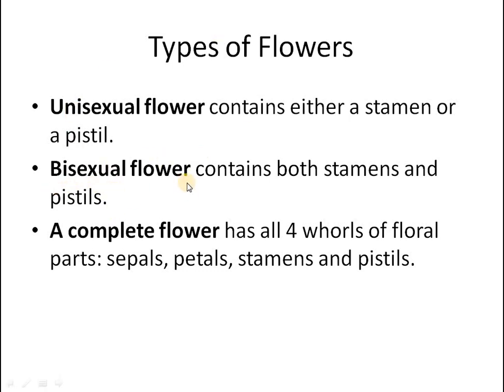A bisexual flower, as the name indicates, will contain both the male stamen and the female reproductive organ, which is called the pistil. On the other hand, a complete flower has all four rows of floral parts. It will have sepals, petals, stamens and pistils. So this is a complete flower where all the structures are present.